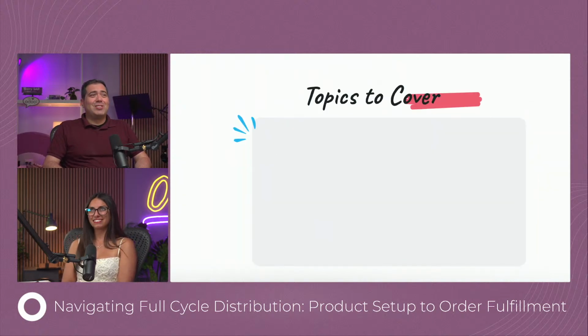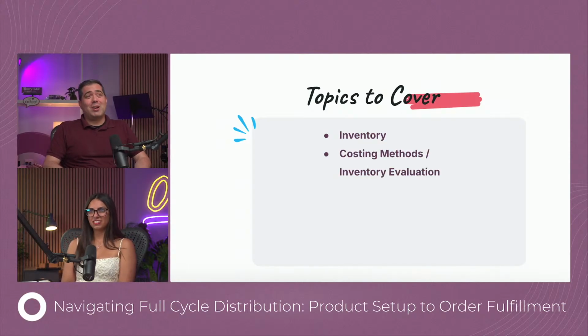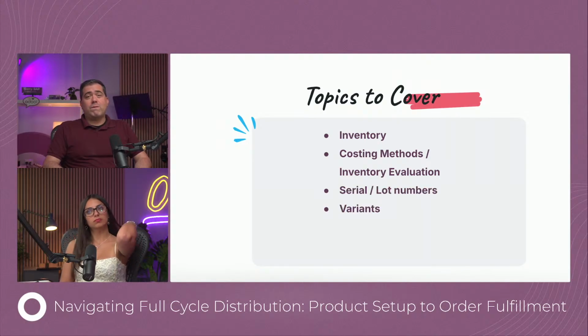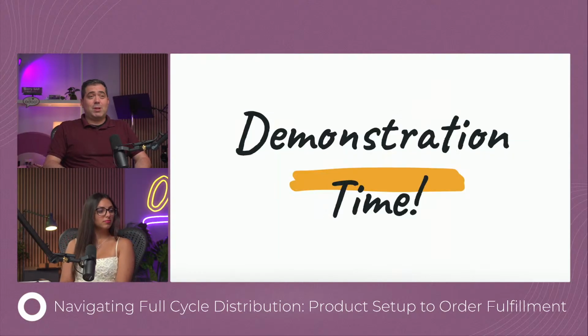Awesome. So the specific topics that we'll cover, excuse me, a little Odoopsie, is first we're going to talk about inventory. We're going to show you what that looks like. We're going to talk about costing methods and inventory valuation, serial and lot numbers, variants on products, landed costs, and oops, it's already demonstration time.